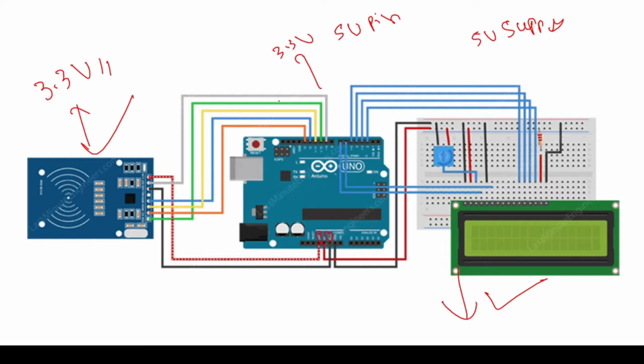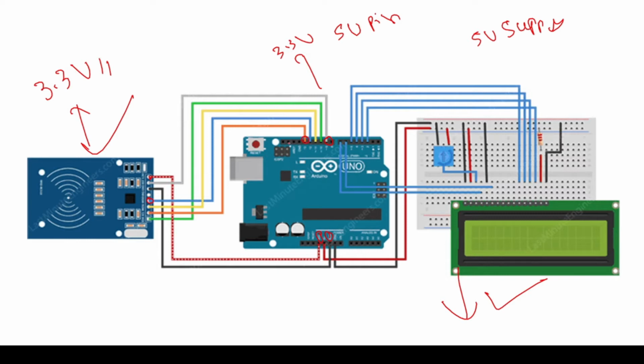So we are connecting our RFID reset pin to our 9th pin here, okay, and then we have MISO and MOSI, right? So we are connecting our MISO, this one, to our 12th pin and MOSI to our 13th pin.